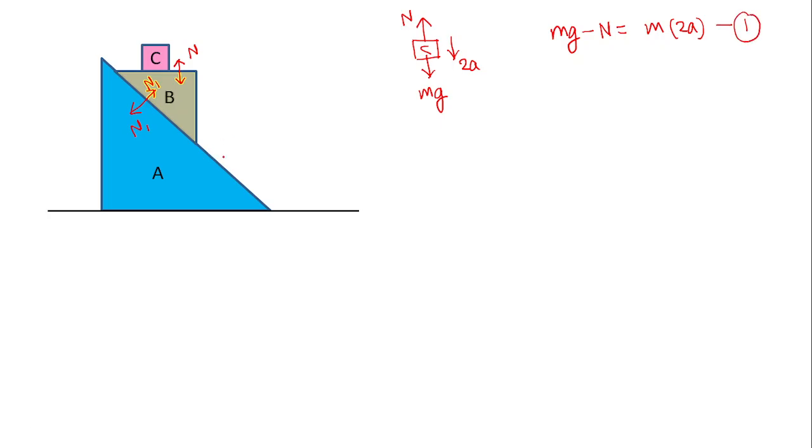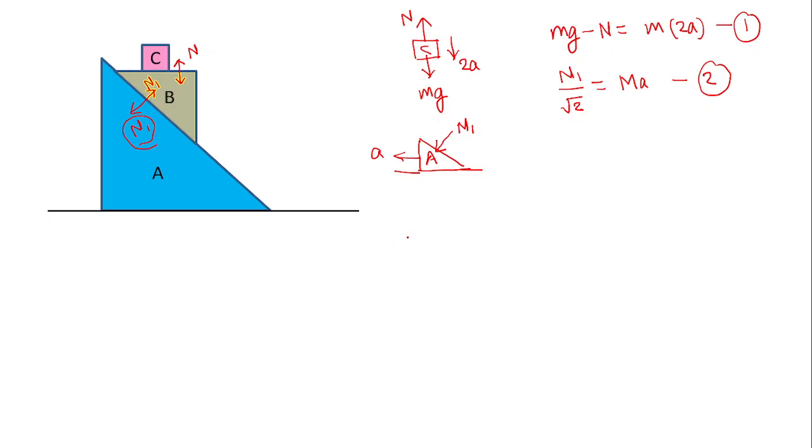Okay. What can you say about A? What have we seen? This is A. What are the forces acting on this? It is feeling a force N1. N1 force is acting in this direction and its acceleration in backward direction is a. So, clearly we can write N1 by root 2 is equal to capital M a. This is the second equation.